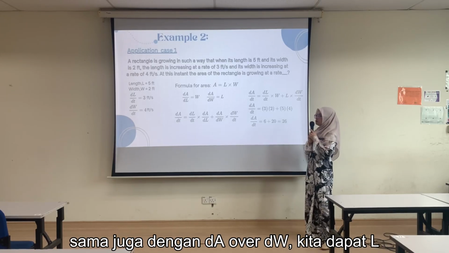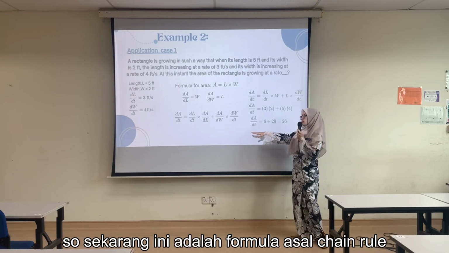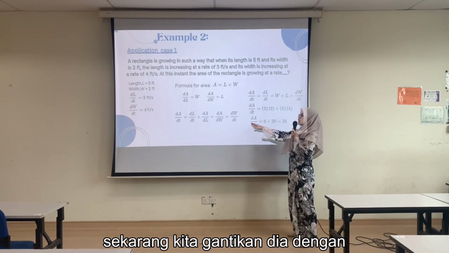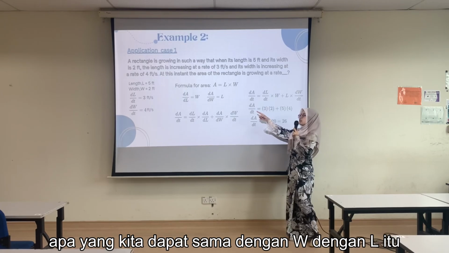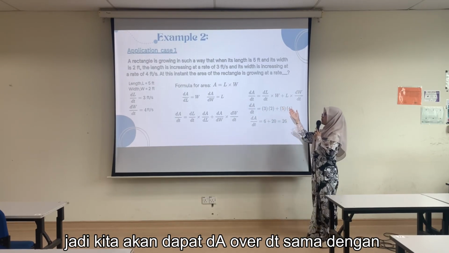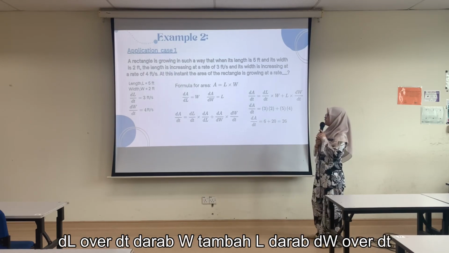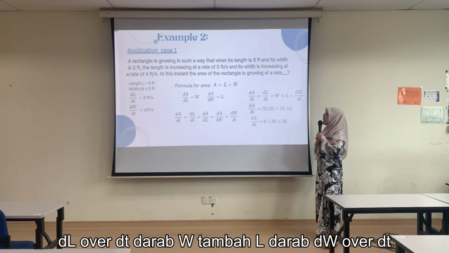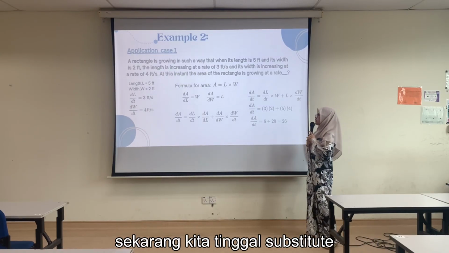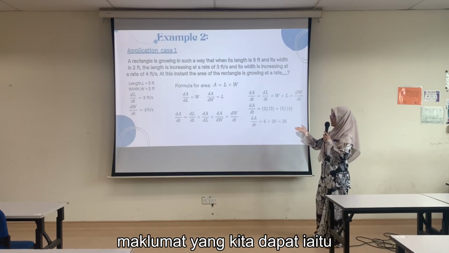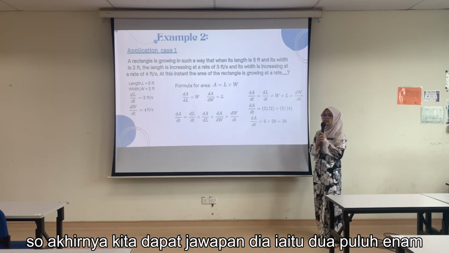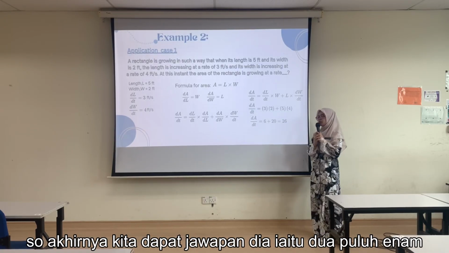Kita dapat L. So sekarang ini adalah formula asal chain rule. Sekarang kita gantikan dia dengan apa yang kita dapat sama dengan W dengan L itu. Jadi kita akan dapat dA over dt sama dengan dL over dt darab W tambah L darab dW over dt. So sekarang kita tinggal substitute maklumat yang kita dapat, iaitu 3 darab 2 tambah 5 darab 4. So akhirnya kita dapat jawapan dia iaitu 26.